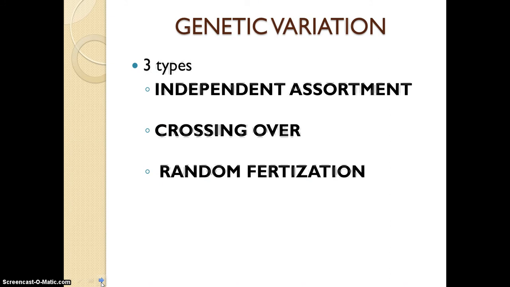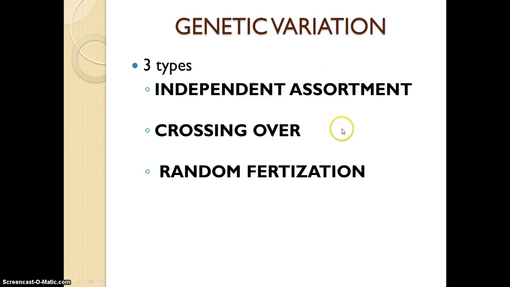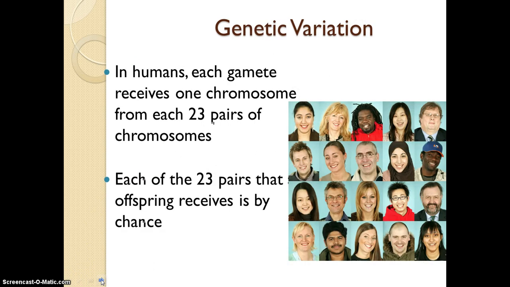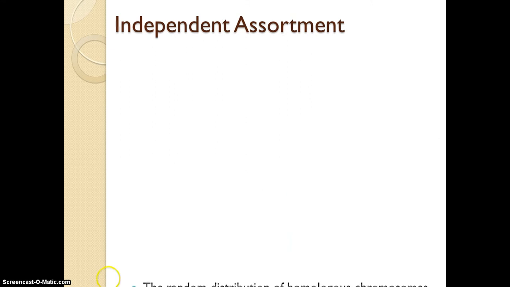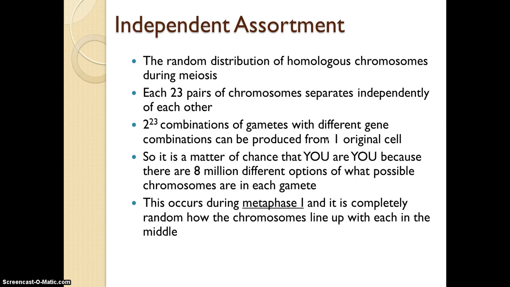Because meiosis only occurs in sexually reproducing organisms, genetic variation, meaning difference, occurs. There are 3 types: independent assortment, crossing over, and random fertilization. In humans, when a gamete is created, it receives each of its 23 chromosome pairs by chance. This occurs due to independent assortment.